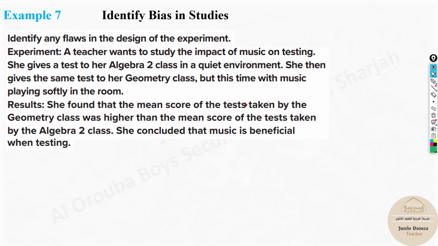And here we have to identify bias in studies. Now you might be thinking, what's going on in this lesson, right? It's a theory lesson. There's nothing to solve in this, to be honest. So it's just about theory, understanding the concepts. Example 7 is to identify bias in studies. Identify any flaws in the design of the experiment.